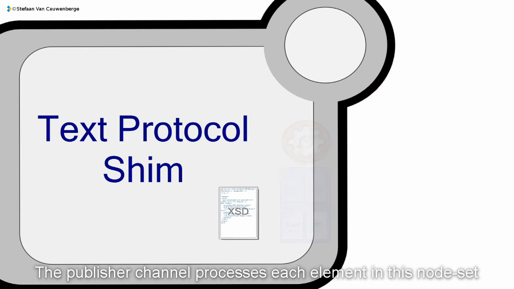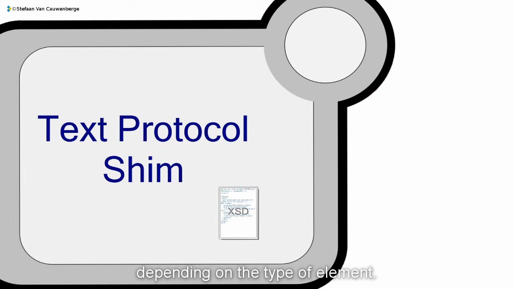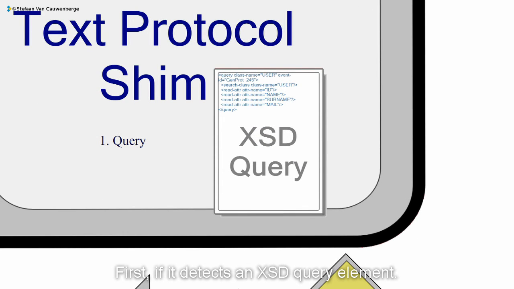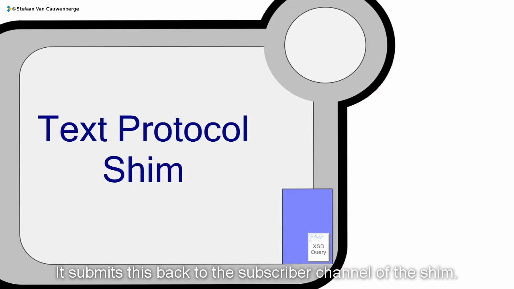The publisher channel processes each element in this node set depending on the type of element. It makes a distinction between three types of results. First, it detects an XSD query element. It submits this back to the subscriber channel of the shim, where it is processed and submitted to the application.